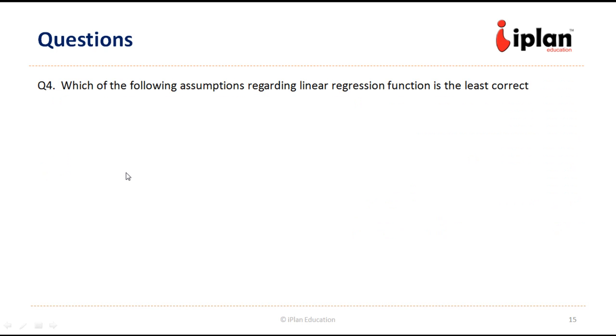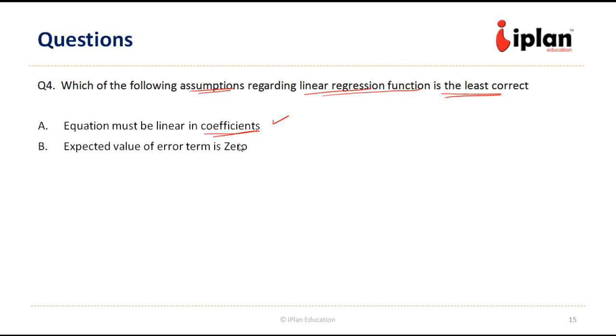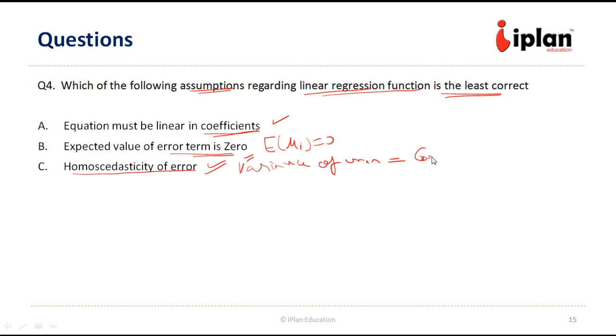Let us take next question. Question number 4 says, which of the following assumptions regarding linear regression function is least correct? So let us look at the assumption. The equation must be linear in coefficients. This is true. It has to be linear in coefficients. The expected value of error term is 0. Yes, expected value of error term should be 0 for linear regression. The homoscedasticity of error, that is also true. The variance of the error term should be constant.